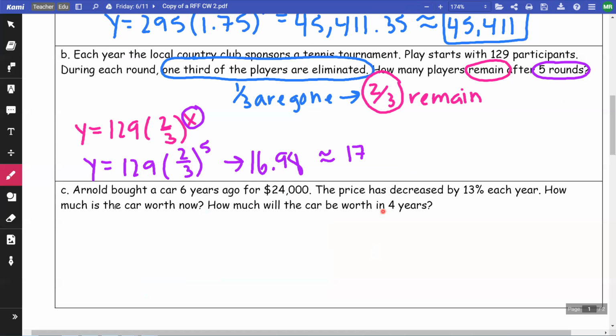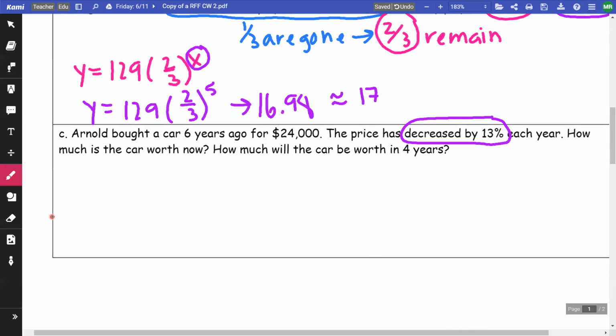Okay, Arnold bought a car 6 years ago for $24,000. The price decreased by 13% each year. How much is the car worth now? How much will the car be worth in 4 years? Okay. So for this, since it's decreasing, we're going to go 100% minus 13% because we're losing 13%. So we're going to end up getting 87% that we still have, and that's going to be 0.87 as a multiplier.